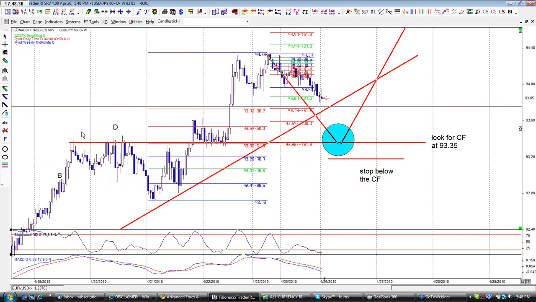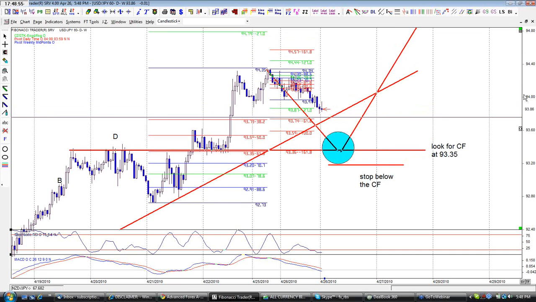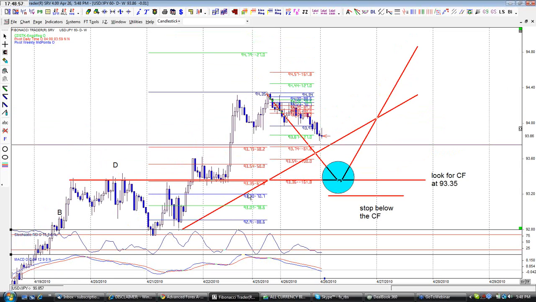Now this is a good convergence of the 618 and 1618 with this resistance becoming support. Very, very nice convergence. High probability area.